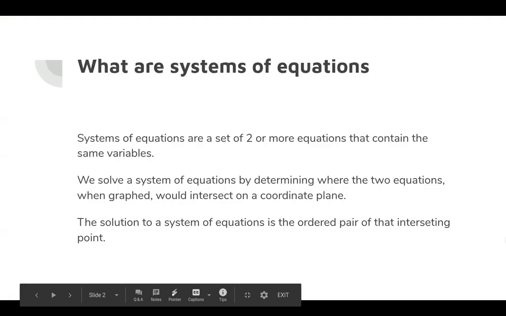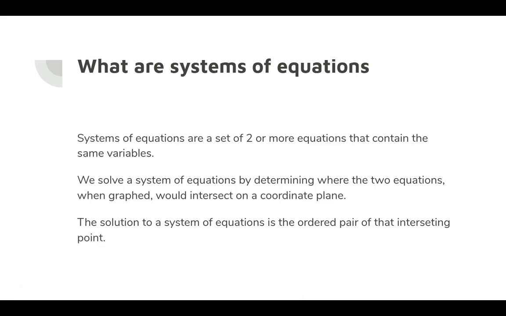So first of all, what is a system? Systems of equations are two or more equations that contain the same variables. When we say the same variables, it doesn't mean it's only x. It means we're going to have equations that have x and y. And especially now, because we're talking about graphing, we're probably going to make sure that they're in slope-intercept form. So they should be y equals mx plus b. And we want to solve the system of equations to determine where these two equations would meet.